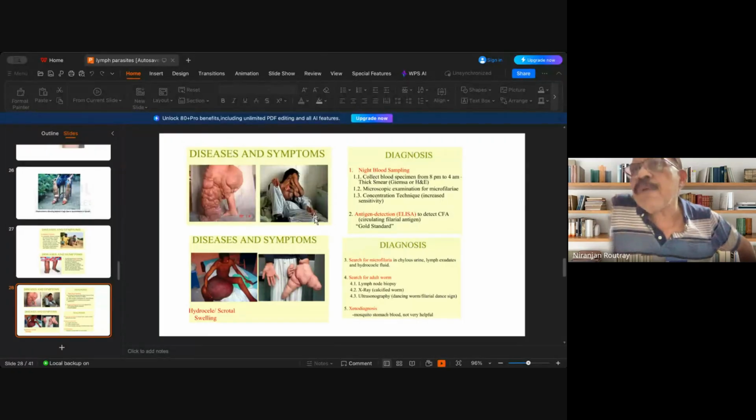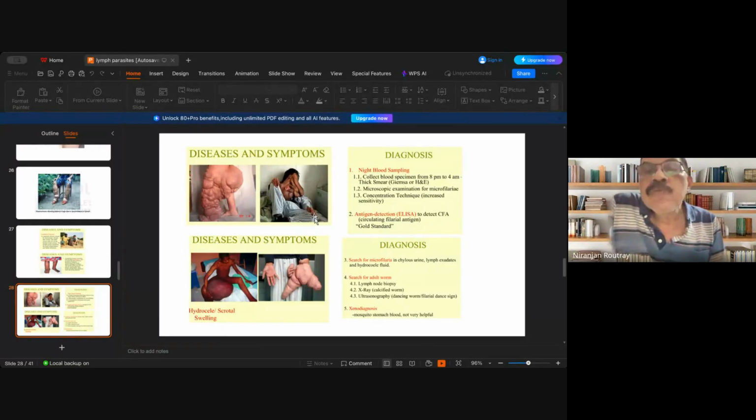So when you take a blood sample, don't switch on the light. If you switch on the light, they will go into the deep blood vessel, and you will not find the parasite in the sample blood. So collect blood specimen from 8 p.m. to 4 a.m. and it should be thick smear. Stain it with GMSA. So the positive result will be indicated depending upon the parasite load in the person suffering.